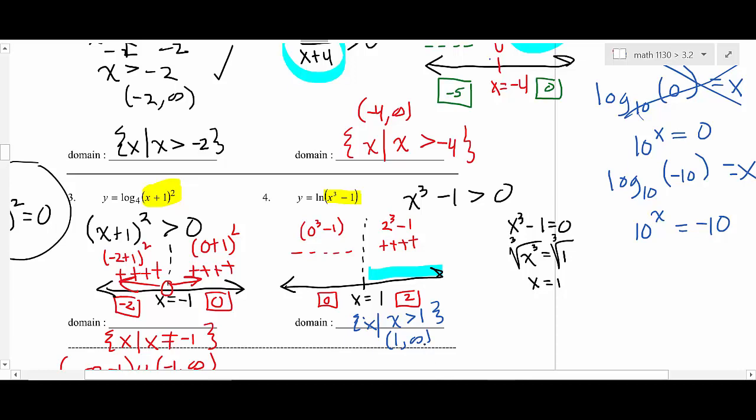All right, do you guys understand what I just did? Do you understand why I'm doing sign charts? Because a lot of times when I see students do this, they forget all about that. The only one that you can do with a basic inequality is number 1.